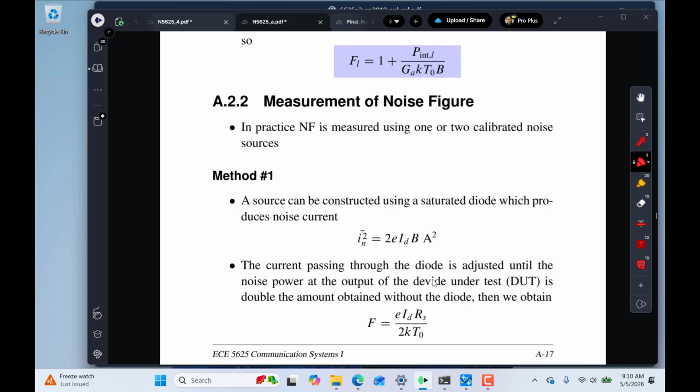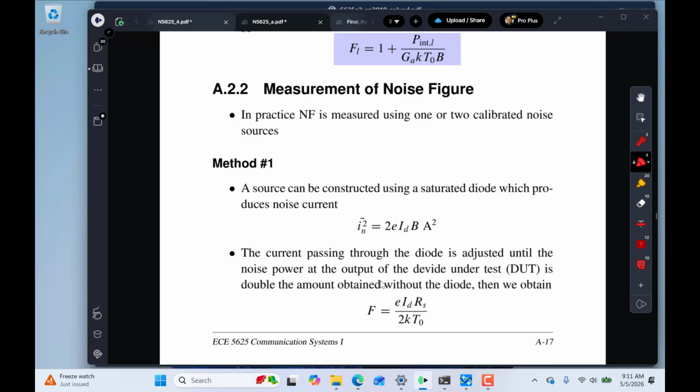So that's generally what companies will have. They will have some test set, like Keysight makes them, other vendors do, Rohde & Schwarz, etc., for measuring the noise figure of some component. Generally, you spec components based on noise figure and you buy them that way, but sometimes in the lab you have to verify that the component's doing what you paid for.